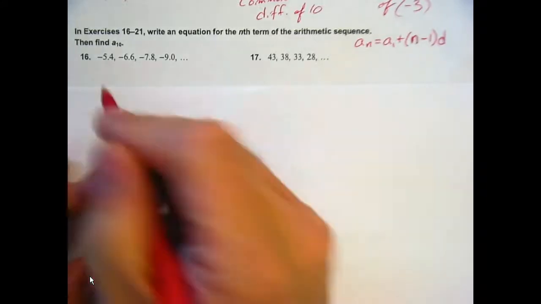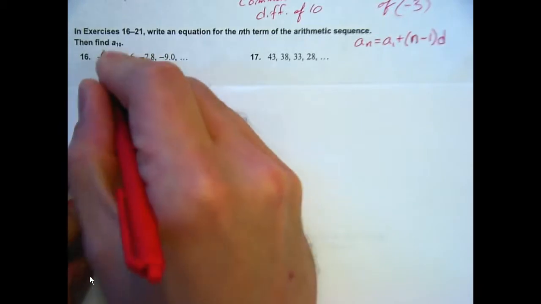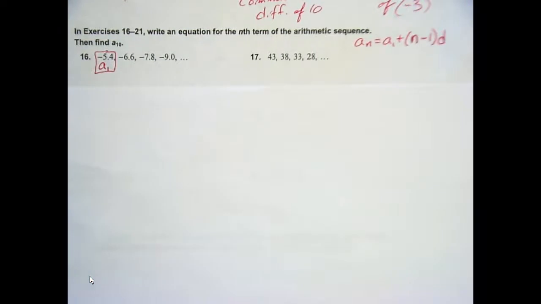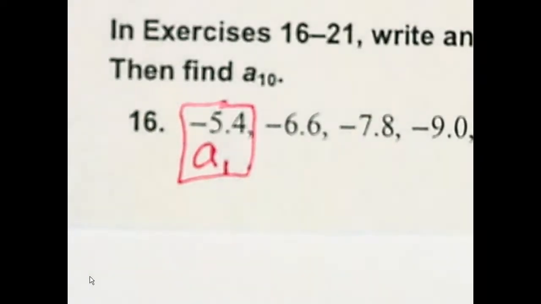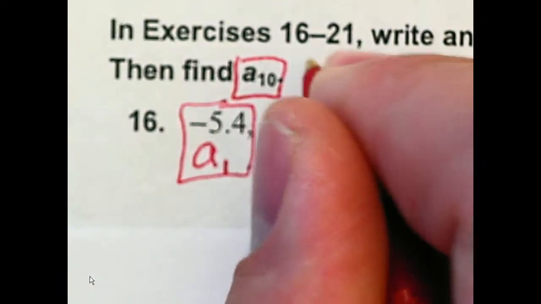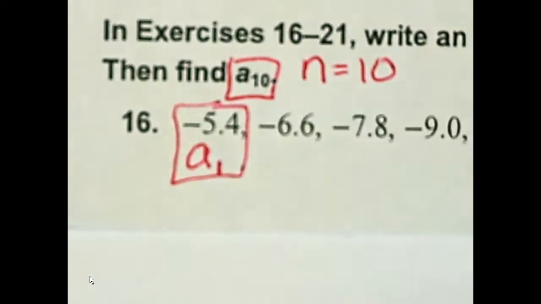Negative 5.4 is a sub 1. Okay? What are we looking for? What number of term? We're looking for the 10th term. Now, how did you know that? Yes, it says find a sub 10. So we are looking for the 10th term. Therefore, n is 10. Okay?